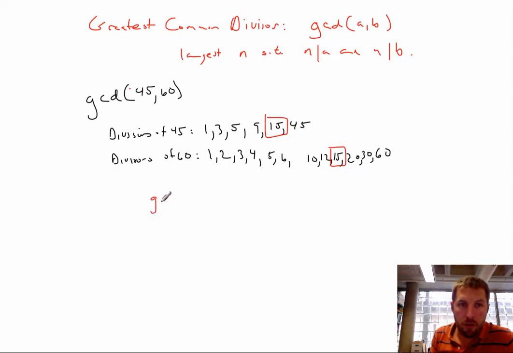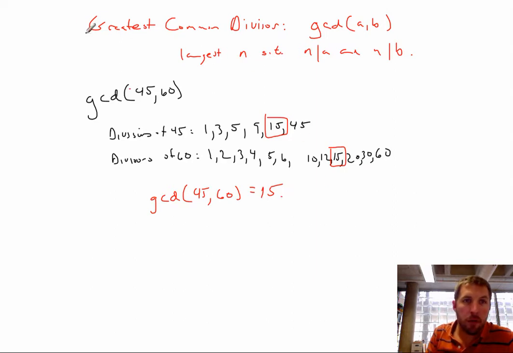We have that the GCD of 45 and 60 is equal to 15. Awesome.